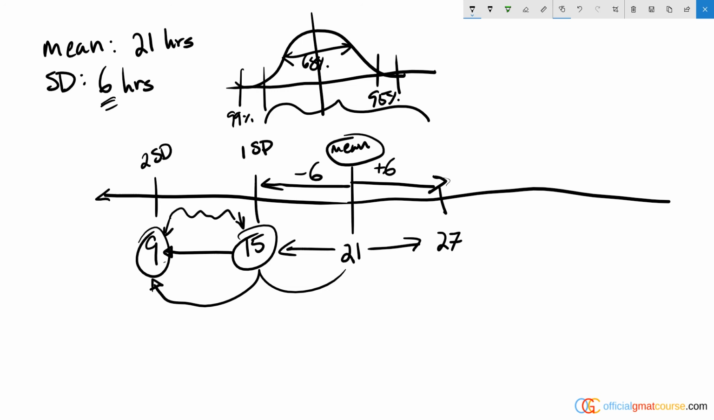And the only option that is between 9 and 15 in our answer choices is the number 12. And that is why our answer is answer choice D.